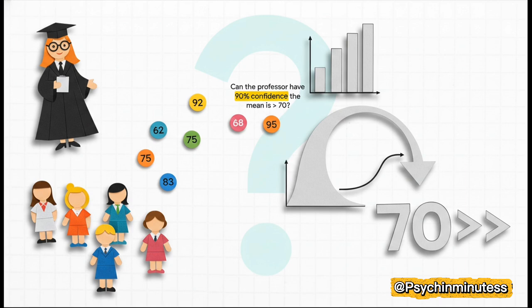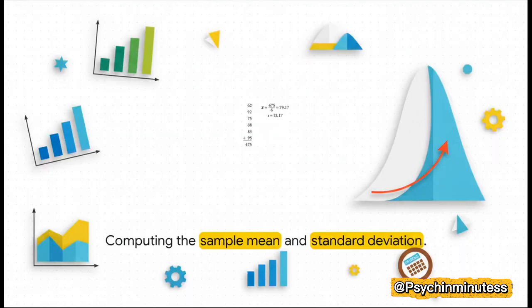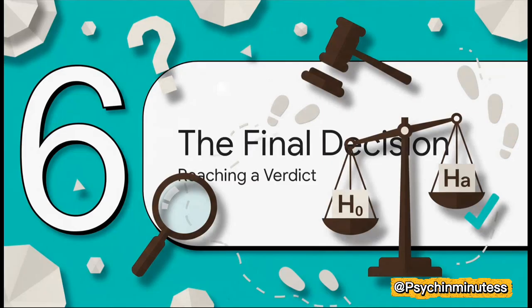Well, first, we take those 6 scores and average them out. We find the sample mean is 79.17. We also calculate our standard deviation, which comes out to 13.17. That 79.17 acts as our baseline evidence. Now, it's looking pretty good for the professor, since the sample is clearly above 70, but is it statistically significant enough to represent the whole class? And finally, Section 6, the final decision.